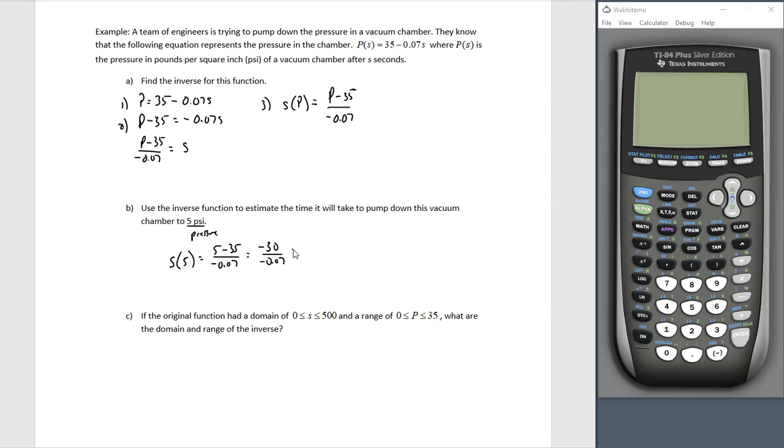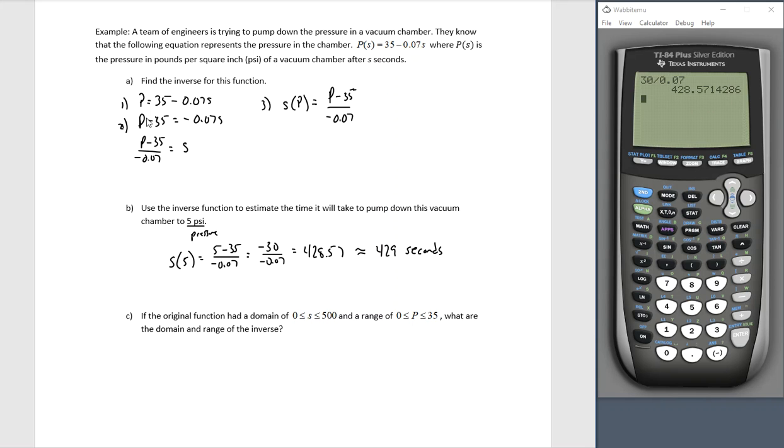And this time, I'm going to use the calculator available. 30 divided by 0.07. Notice I didn't use the negative for either one of them. That's because I knew that a negative divided by a negative was going to be positive. So 428.57, we'll call that about 429 seconds. Remember, the output is time for the inverse function and the number of seconds.